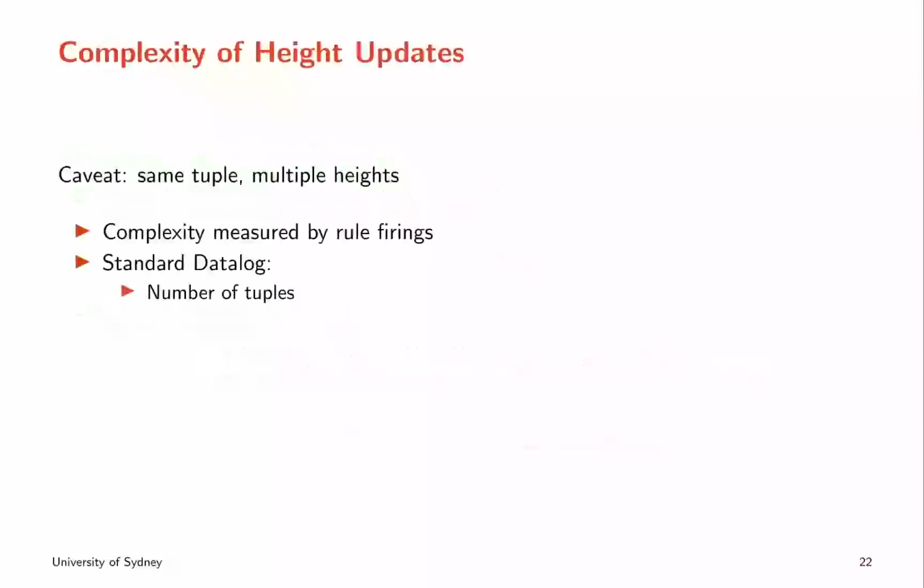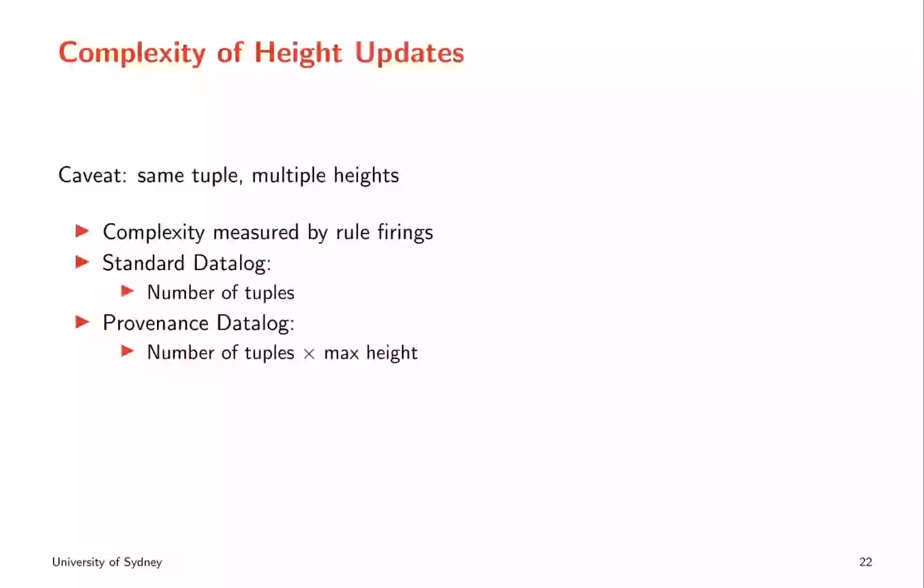There is, of course, a bit of a caveat, and the caveat is that doing this process increases the complexity of Datalog evaluation. A common way of measuring the complexity of Datalog is by looking at the number of rule firings. In standard Datalog, every time we evaluate a rule, we get a new tuple. So the number of tuples that we produce in a Datalog program is equal to the number of rule firings, since each rule produces one tuple.